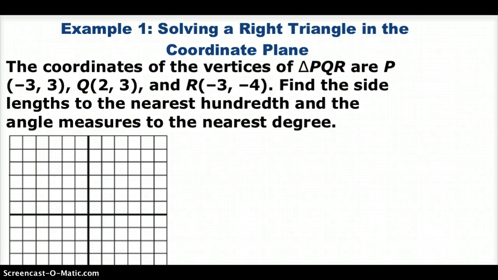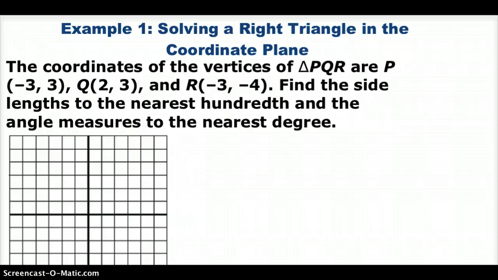All right, so let's take a look at an example when we're solving right triangles in the coordinate plane. So this says that the coordinates of the vertices of triangle PQR are P is -3, 3, Q is 2, 3, and R is -3, -4. And so we are supposed to find the side lengths to the nearest hundredth and the angle measures to the nearest degree.